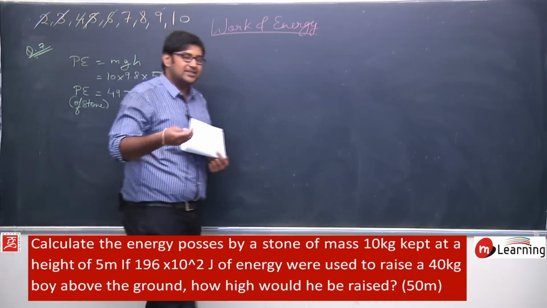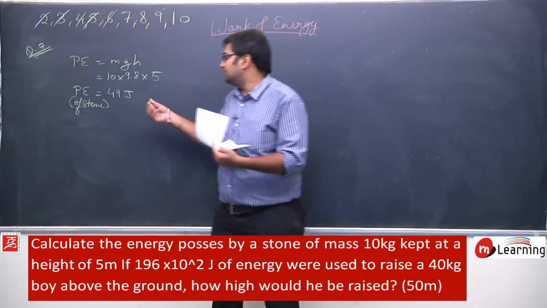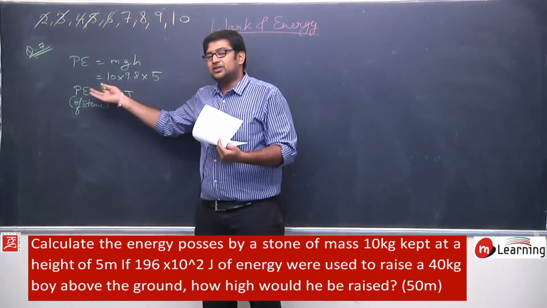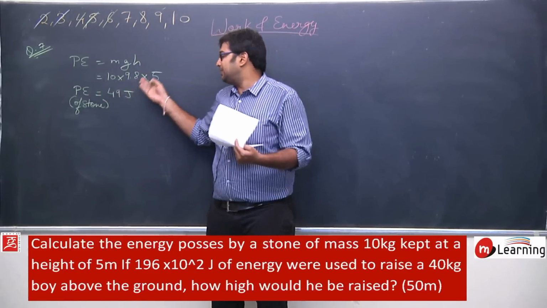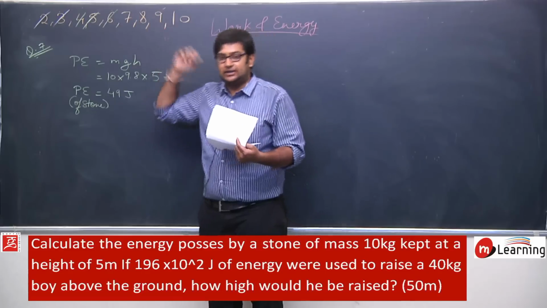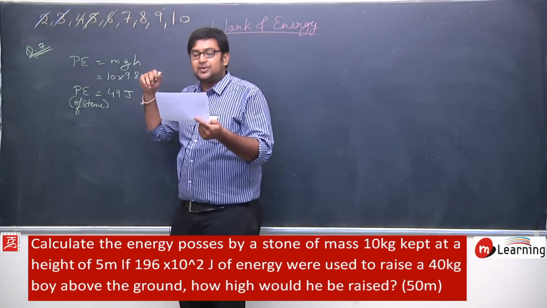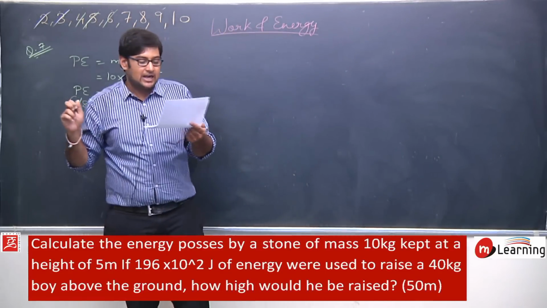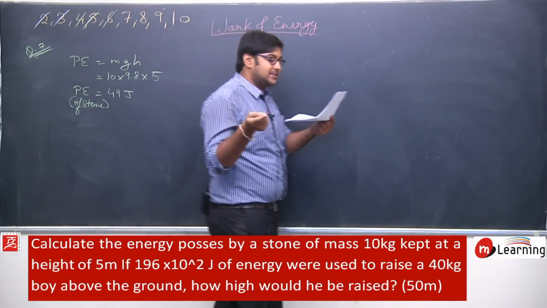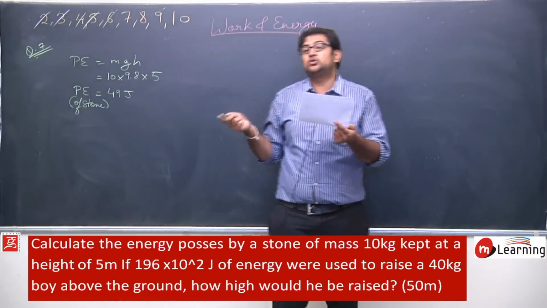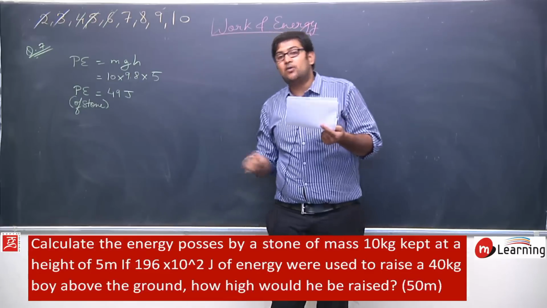Okay. So this part is an easy part. You just simply have to write what the potential energy is if an object is kept at 5 meters of height. Okay. The next part of this question is interesting. It says that if 196 into 10 to the power 2 joules of energy is required.